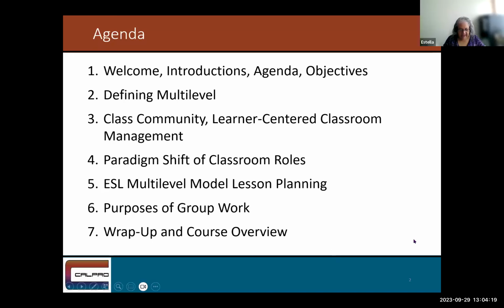So in today's session, we're going to explore some important aspects of multi-level class environment, the class community, learner-centered class management, the paradigm shift, lesson planning, and the purposes. Finally, we'll do a wrap up and a course overview so you know what to expect in the class.